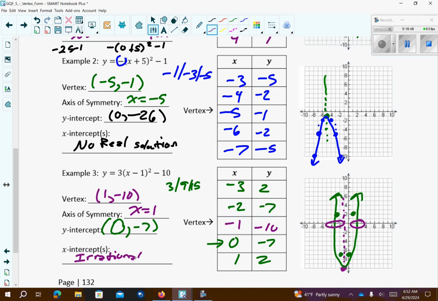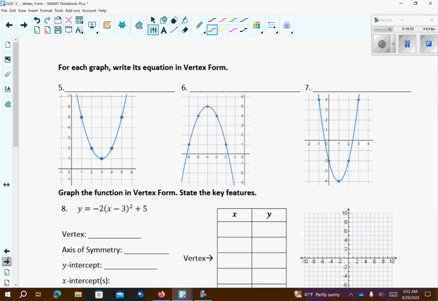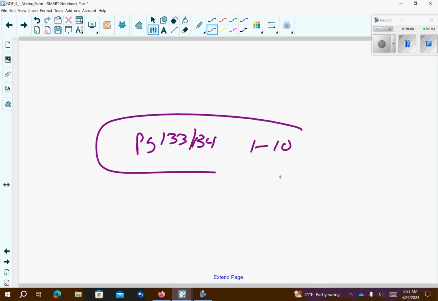Okay, so why don't you see if you can try? Page 133, 134, and let's try 1 through 10. And think about us having a small quiz on Wednesday.